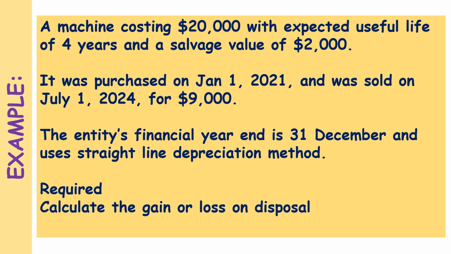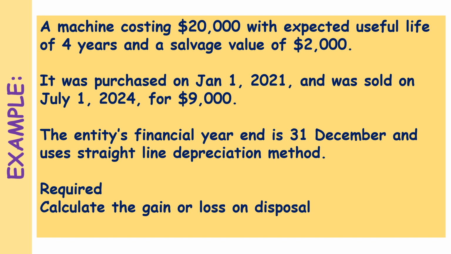Since the business uses the straight line depreciation method, the formula for straight line depreciation is to take the cost of the asset, 20,000, minus the residual value, also known as the salvage value, $2,000 given in the question, and divide that by 4 years. This will give us depreciation for 1 year, which comes to be $4,500.